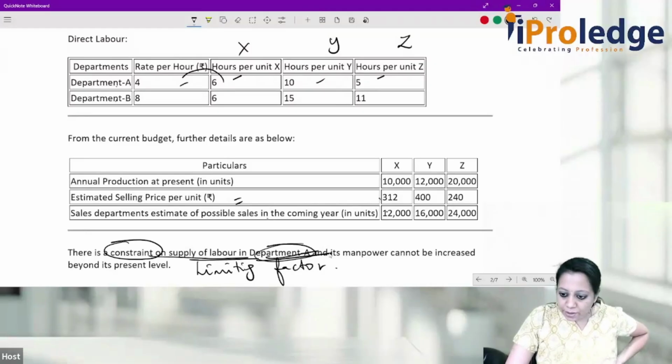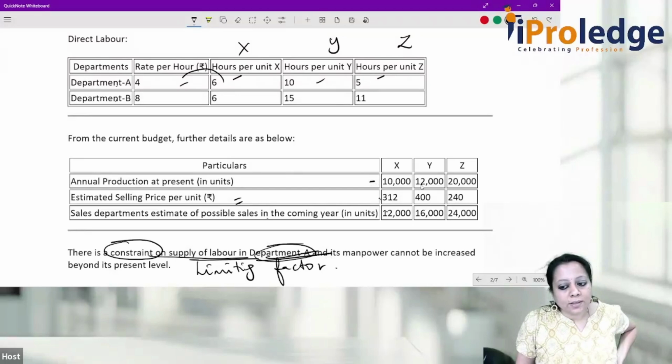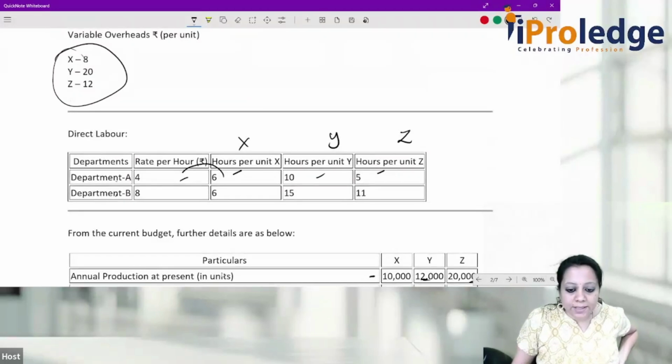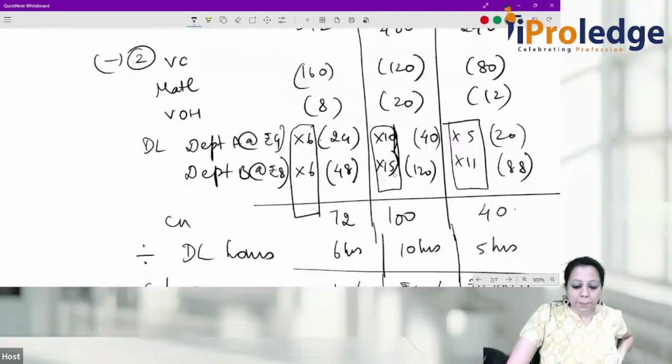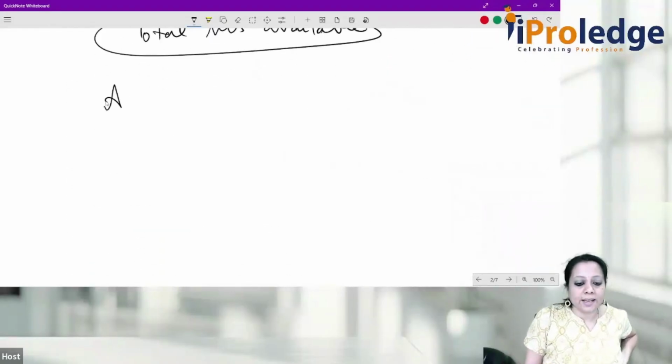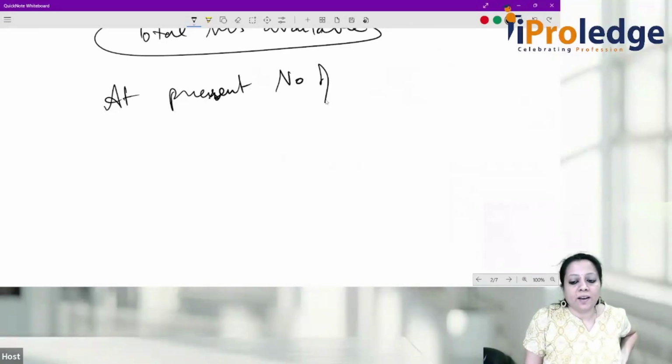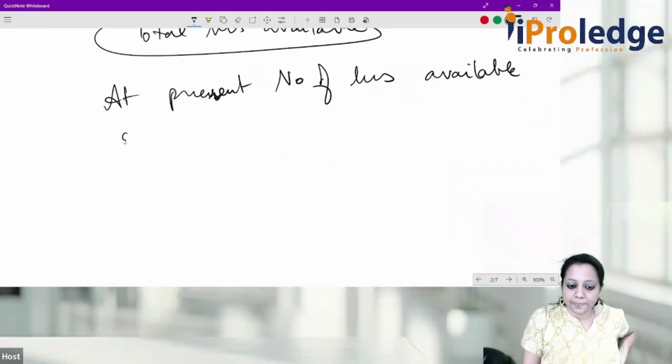Okay. So at present, the production is 10,000, 12,000, and 20,000. Correct? For each unit, how many hours are we requiring in department A? 6, 10, and 5. Should I not multiply by this to find out the total number of hours? Yes. So it is going to be, at present, my capacity of hours. At present, number of hours available in department A.